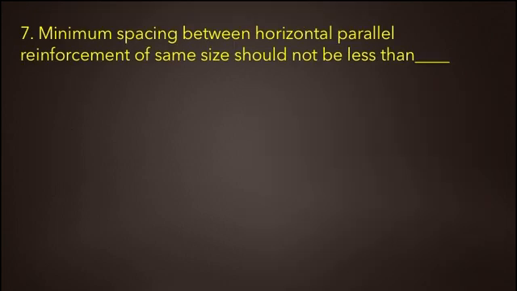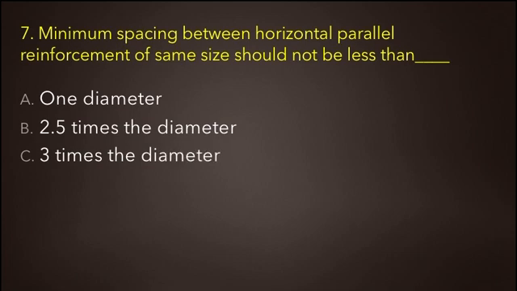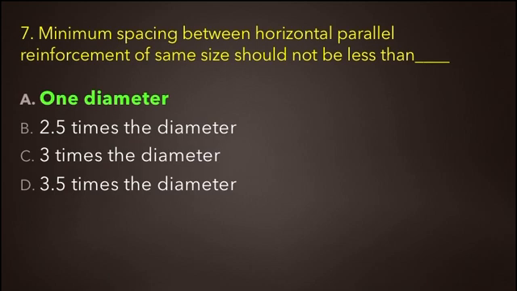Minimum spacing between horizontal parallel reinforcement of the same size should not be less than dash. We have options: A. 1 diameter, B. 2.5 times the diameter, C. 3 times the diameter, D. 3.5 times the diameter. The right option is 1 diameter. However, when compaction takes place, the minimum horizontal spacing should be the diameter of the larger bar or 5 mm more than the maximum size of the coarse aggregate.